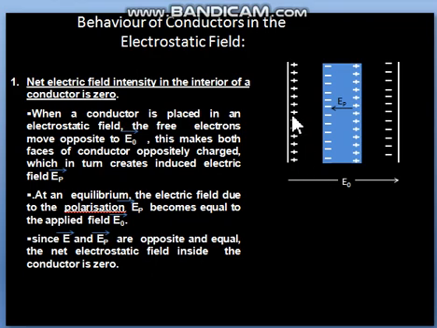So we have understood that E0 was the external electric field which we produced with the help of the oppositely charged plates, and then we placed a conductor. The conductor also developed charges on its opposite faces, which also created an electric field EP, but E0 and EP are equal and opposite. So overall the net electric field in the interior of the conductor is 0.